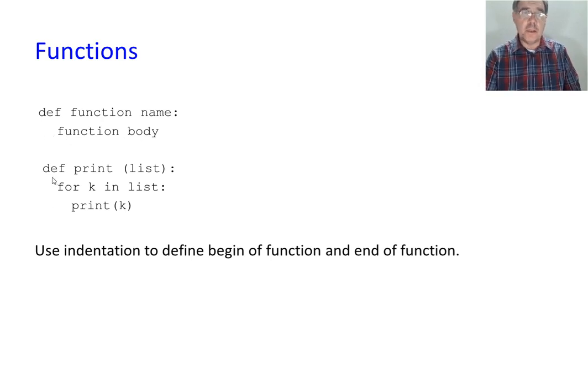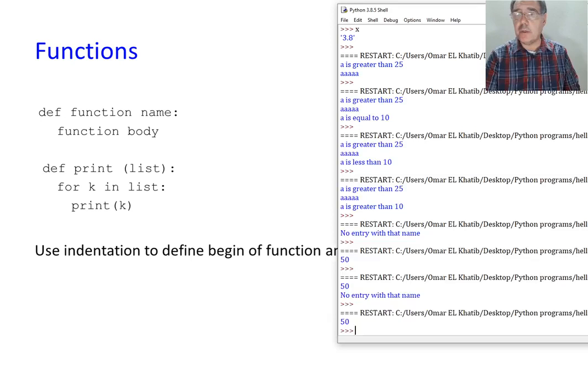For example, let's say I want to do def print_list with list as a parameter. Colon, for k in list: print k. Use indentation to define the beginning of the function and the end of the function. So here we have two tabs because that's inside the for loop. We have one tab that's inside the def. As an example, let's go back and run our Python.